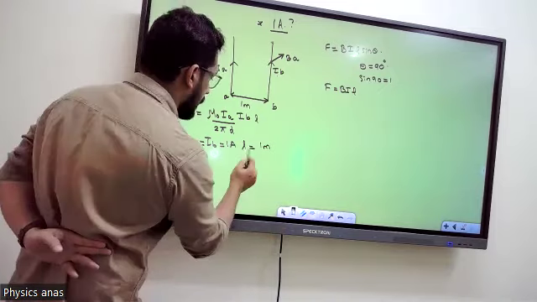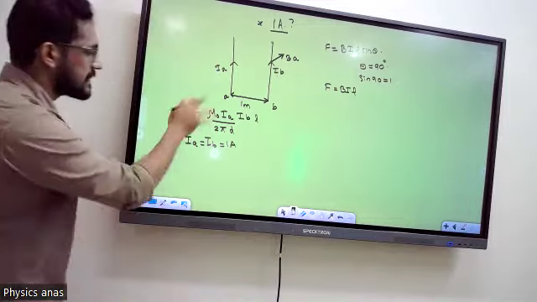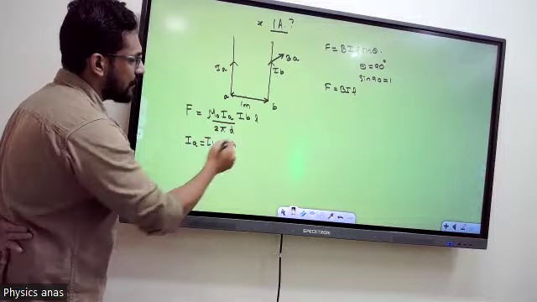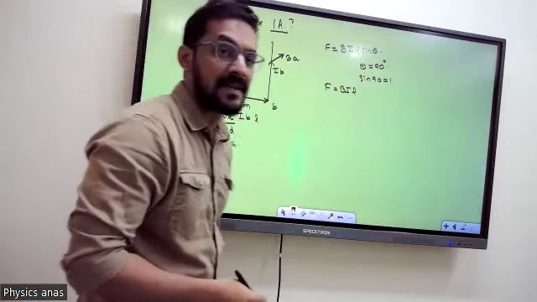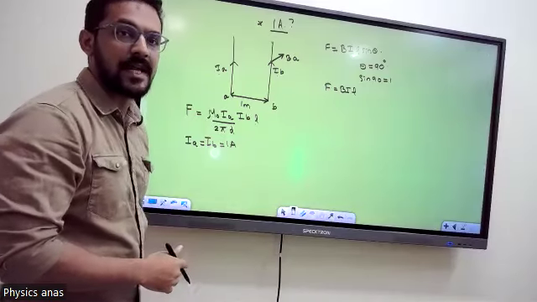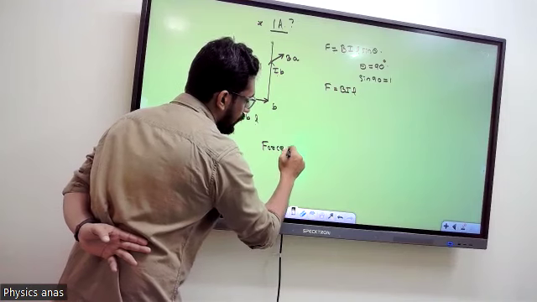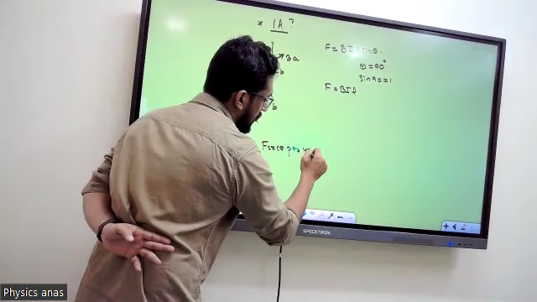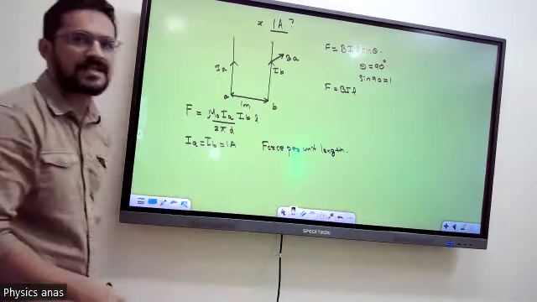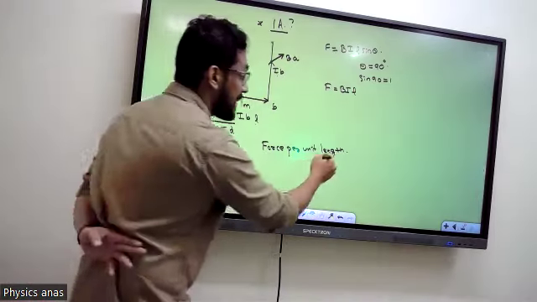Look here. This is the force. This is the equation for force. And what if instead of taking L as your 1 meter, you take force per unit length? If you are taking force per unit length, what will be the equation of that? Force per unit length. What is that?